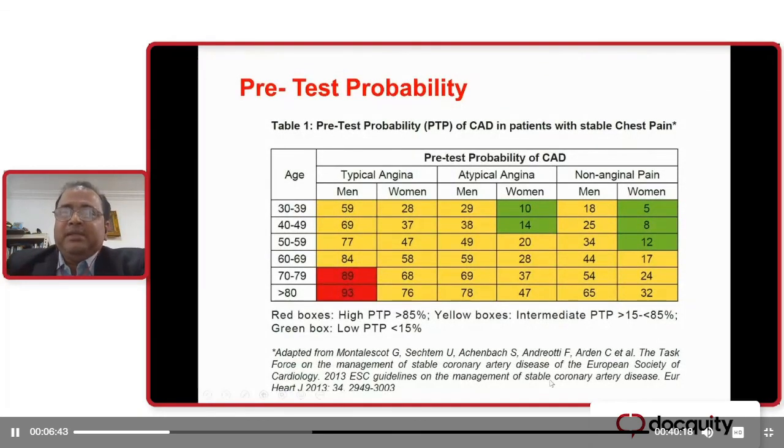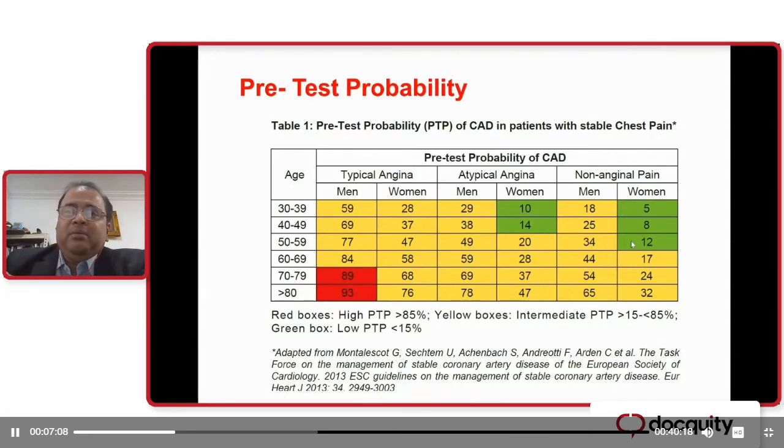But if you look at this, those above 70 and men with chest pain straight away go into the red zone, and the rest of all the men go into the yellow zone. And very few you can actually talk about low test probability, the green zones, especially ladies, even up to 50 years old, if they have no pain, incidental finding or ECG changes, you can elect to do that. But it's a double-edged sword.